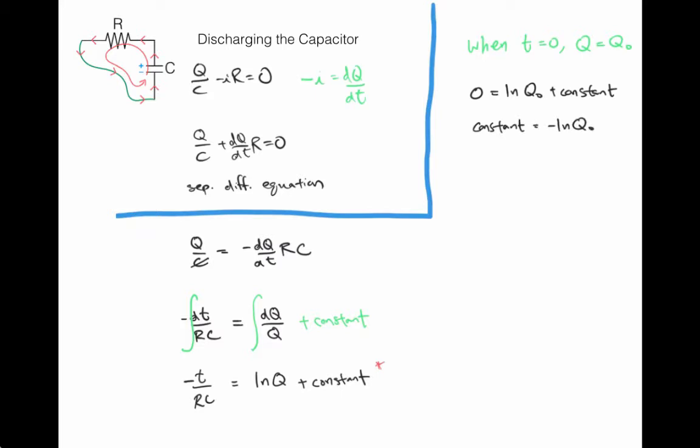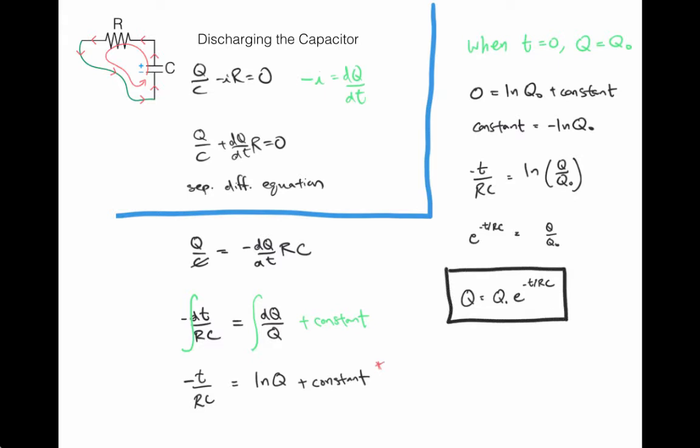Now I'm going to make that substitution back into the equation with the red star and get minus t over RC is equal to ln of Q over Q naught. Now I can exponentiate both sides. E to the minus t over RC is equal to Q over Q naught. And finally, rearranging, I find Q is equal to Q naught times e to the minus t over RC. And I'll put a box around that one.